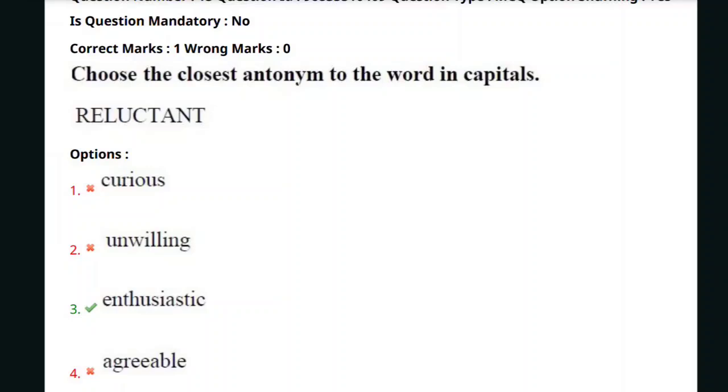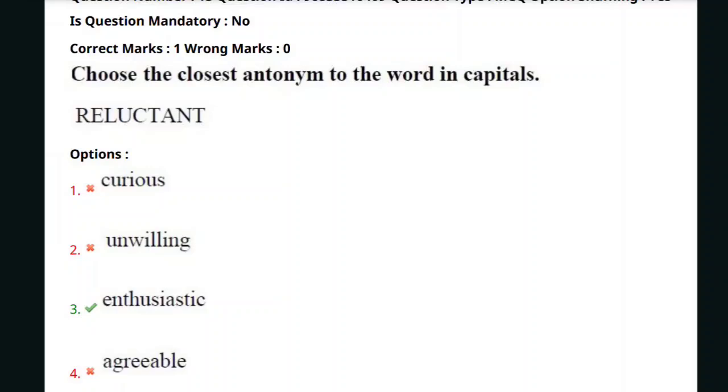So here they gave the answers like curious, unwilling, enthusiastic, and agreeable. If you look at the second option, unwilling becomes the synonym to the word reluctant. But here they asked us to find the antonym. So the word enthusiastic is the antonym to the word reluctant. And what does it mean by enthusiastic?